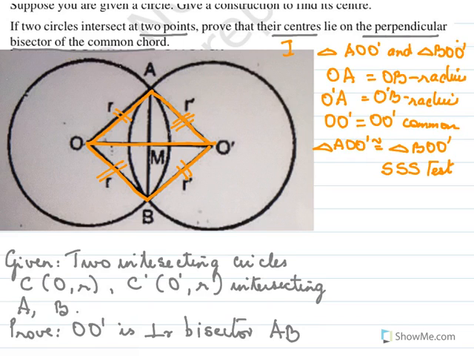This is one part. Now if they are congruent, I can say these two angles are equal by CPCT. So I can say angle AOO dash is equal to angle BOO dash by CPCT. This is one part. Let's get on to the next part.